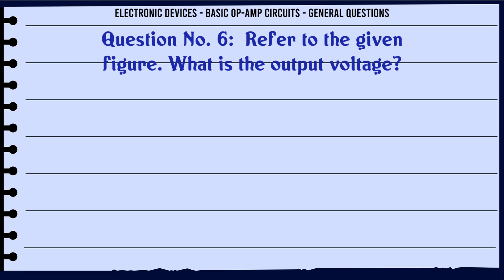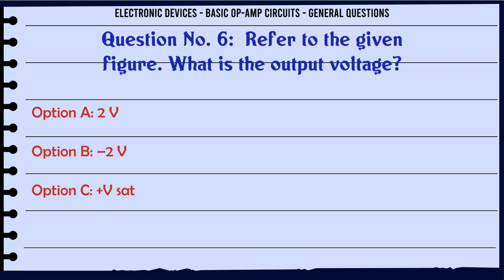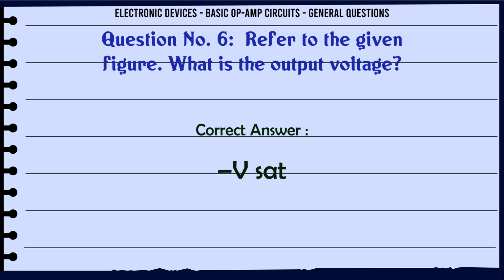Refer to the given figure. What is the output voltage? A. +V, B. -V, C. +Vsat, D. -Vsat. The correct answer is Vsat.